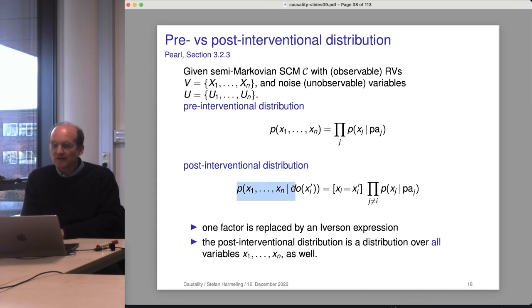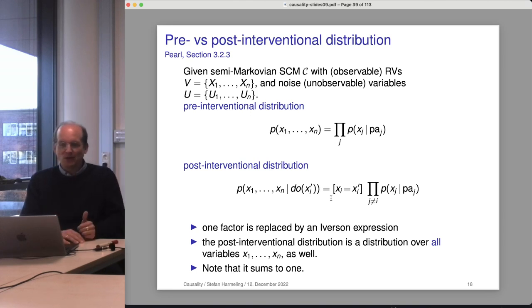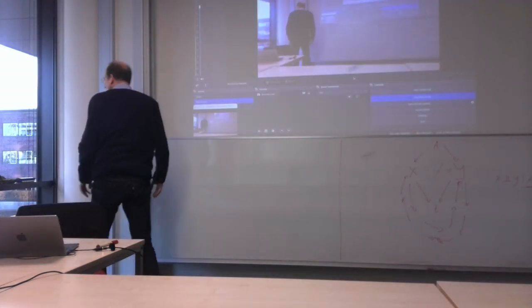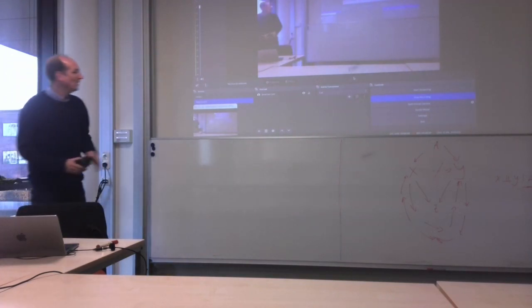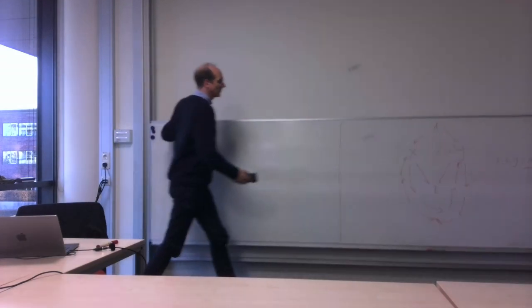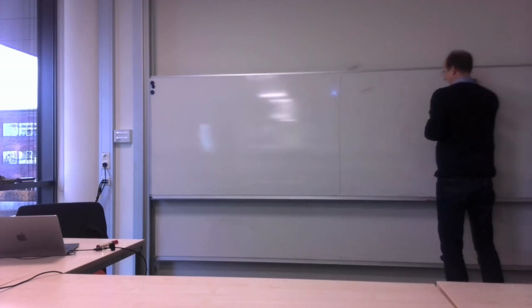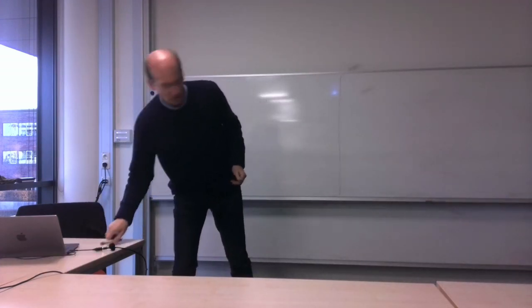And as I say, note that this is the distribution over all variables. However, if the xi has a wrong value, the probability is zero. And notice also that it still sums up to one. Why does it sum up to one? Anyone knows how to show this? It's something that is not super obvious. So let me write it on the board. When you see it, you say, okay, fine. But these things are typically quite subtle to think about. So I just write it up, and then you see why it's the case.